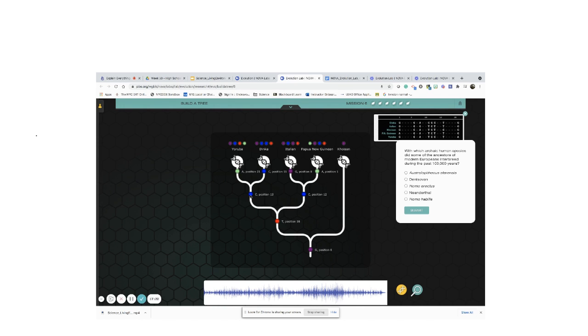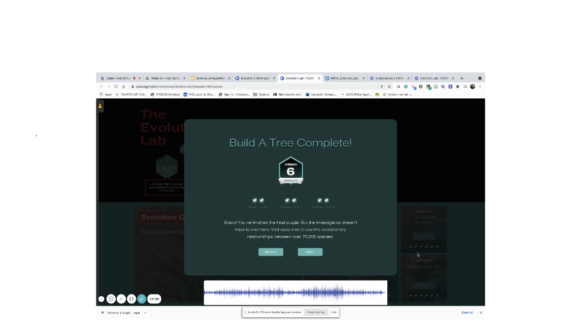With which archaic human species did some of the ancestors of modern Europeans interbreed during the past 100,000 years? Well, I know because I read that before for you that it was the Neanderthal. Spot on. Most Europeans today have some Neanderthal DNA in their genomes. Okay, and we completed Mission 6.